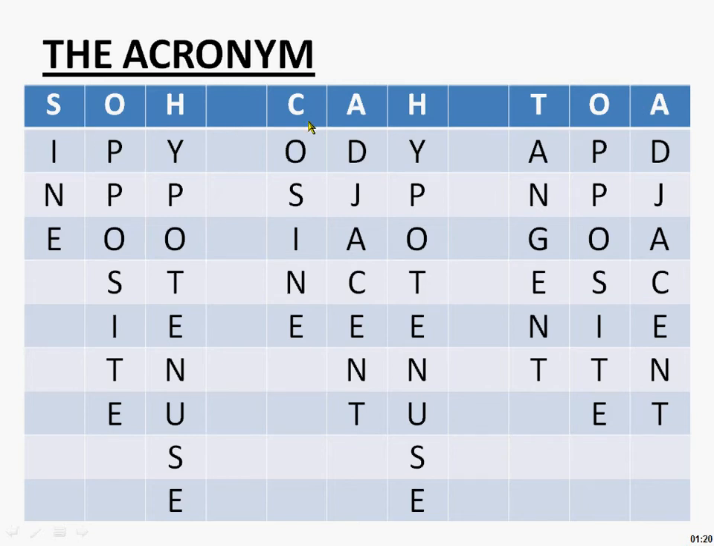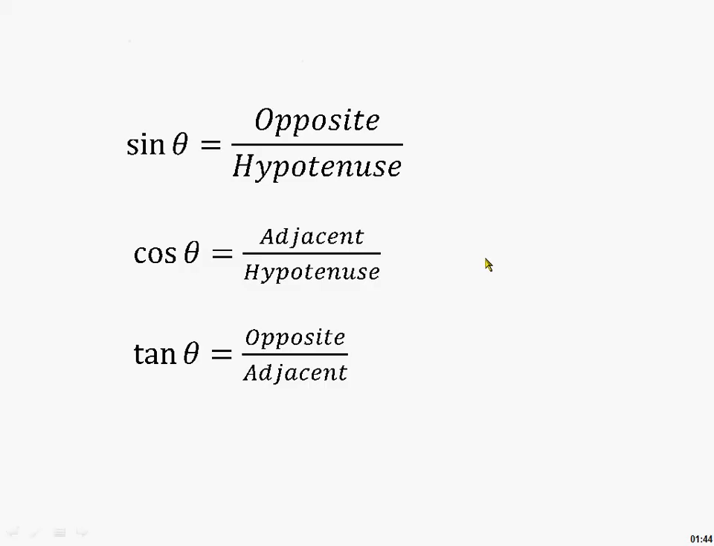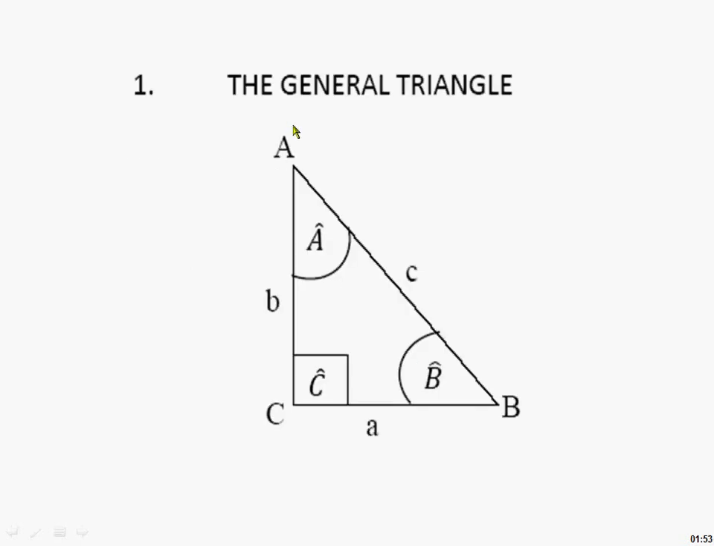SOHCAHTOA, which means that sine is opposite over hypotenuse, cosine is adjacent over hypotenuse, and tangent is opposite over adjacent. Sine theta is opposite over hypotenuse, cosine theta is adjacent over hypotenuse, tan theta is opposite over adjacent.